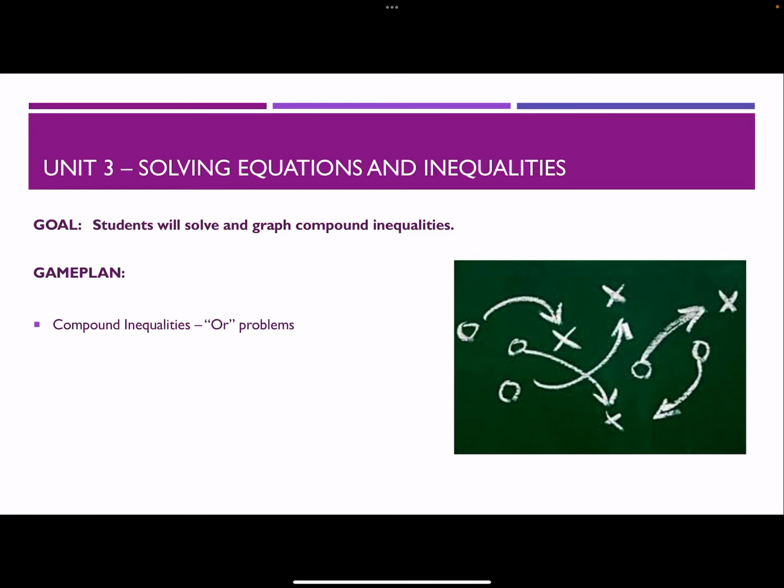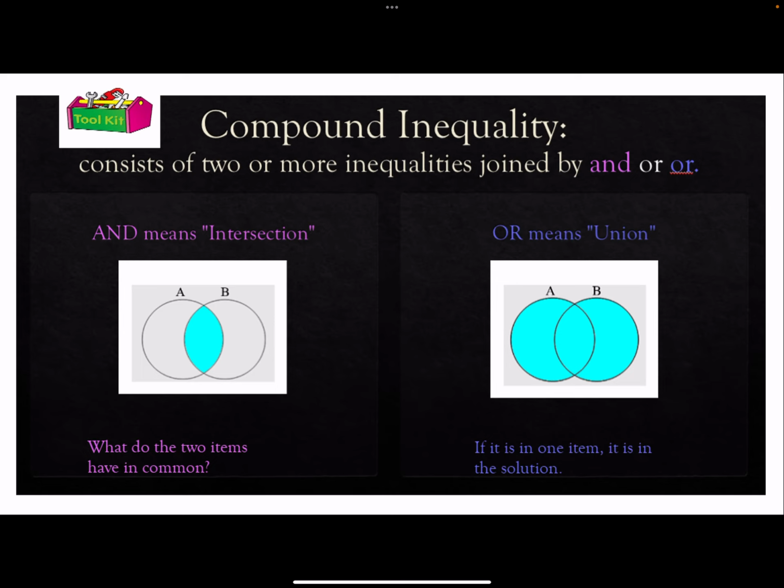Graphing what we call a compound inequality. A compound inequality is going to consist of basically two inequalities with either the word and or the word or in the middle. Today we're specifically just going to talk about the ones that have the word or in the middle. So this is really only half of compound inequalities. To get us started, let's get down some definitions in our toolkit.